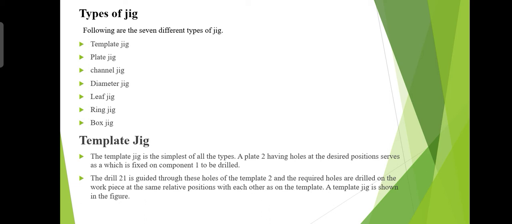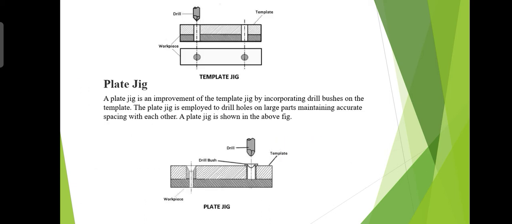So these are the clamp jigs, and now I will discuss what the template jig is. This is the basic diagram of a template jig. You can see easily, this one is the drill, this is the workpiece, and this is the template, and these are the holes you want to produce.